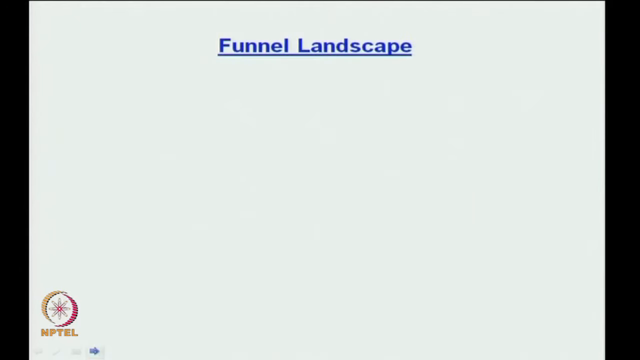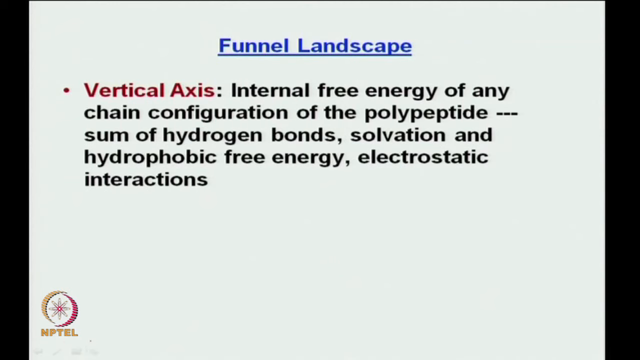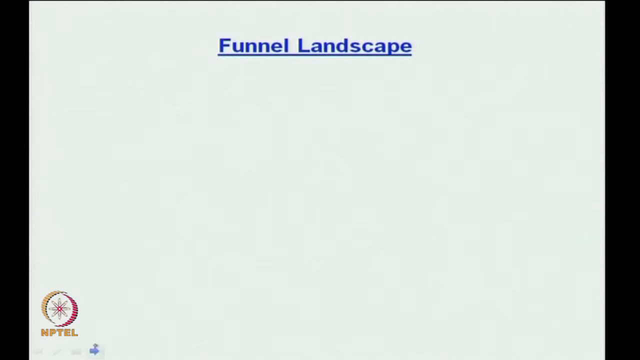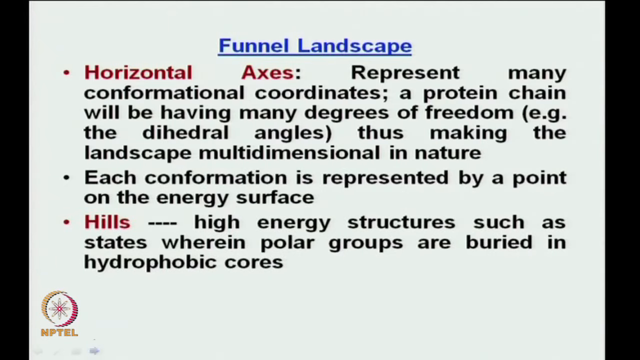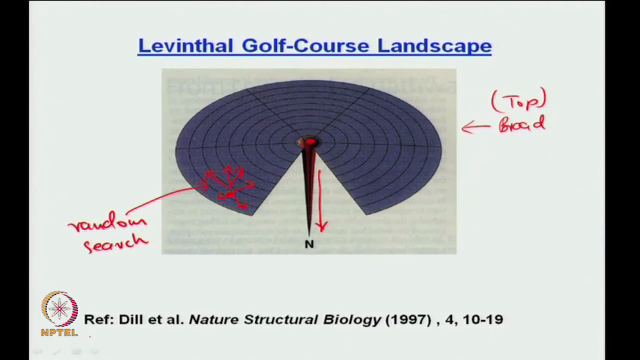So then we started going into these different funnel landscapes, and the first one we encountered was, well, this was what your vertical axis and horizontal axis refer to. So the vertical axis essentially is your internal free energy, and the horizontal axis essentially is your conformational freedom, talking about these bond angles. So it can be referred to as your entropy essentially. It's a conformational freedom, horizontal axis. Okay. So this is the one we started with. So again we will start from here.